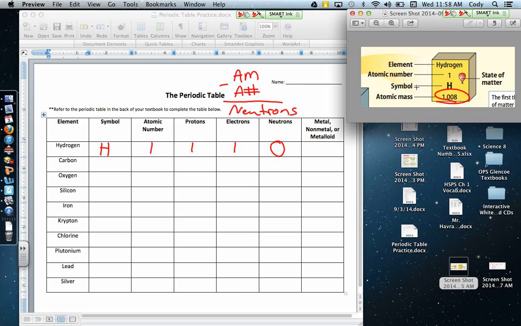You'll then take a look at your periodic table and find out if your element is a metal, non-metal, or metalloid. Hydrogen happens to be yellow, which makes it a non-metal, so I'll write that here. You're going to complete this for the rest of the items on the periodic table chart.